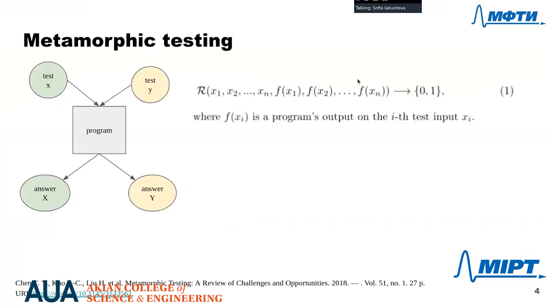But fortunately, there are some techniques to test such problems. And one of them is metamorphic testing. The key idea of this method is not to check every single output.